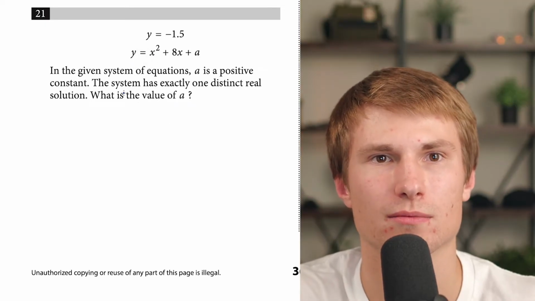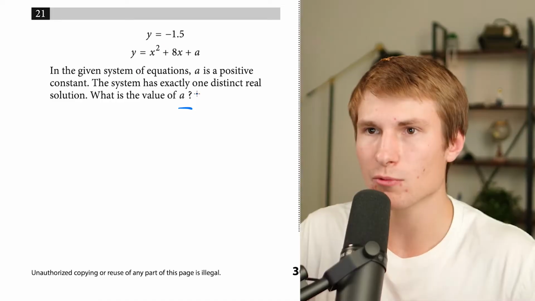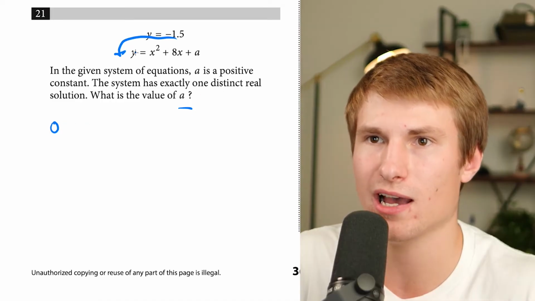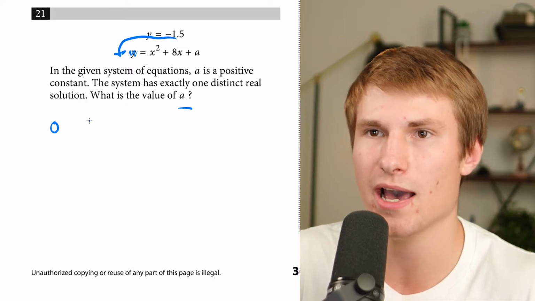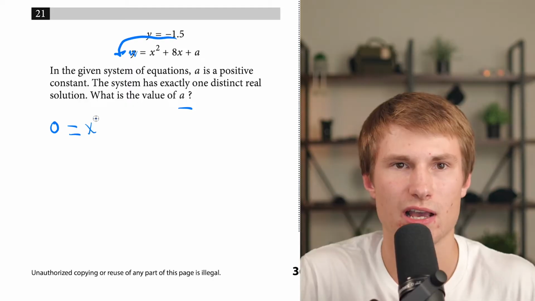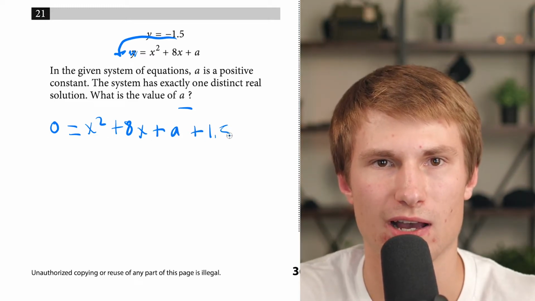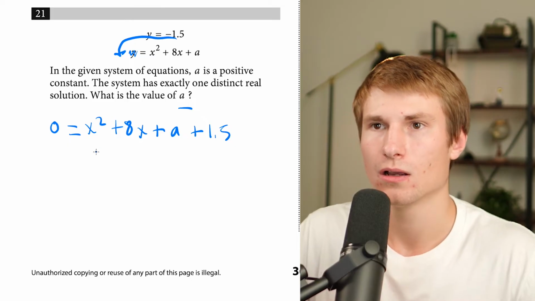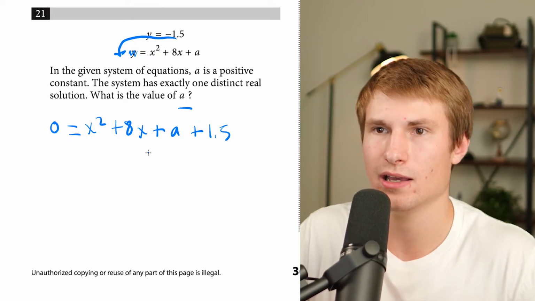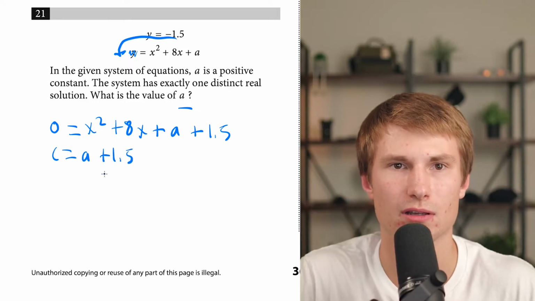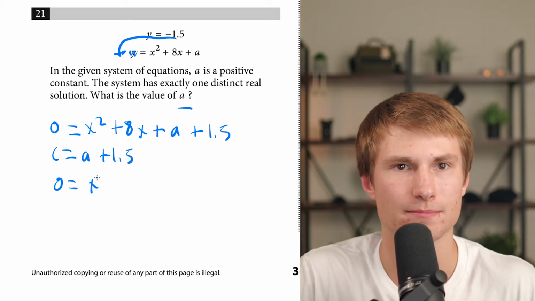So, what's the value of a? We've got 1 real solution, so we're going to be setting it equal to 0. In order to do that, we'll take this negative 1.5, drop it down for the value of y. Then we have to add it to both sides. So that would give us x squared plus 8x plus a, and then we have to add on 1.5 as well. From here, let's go ahead and call c equal to a plus 1.5, because this is just going to make it easier.